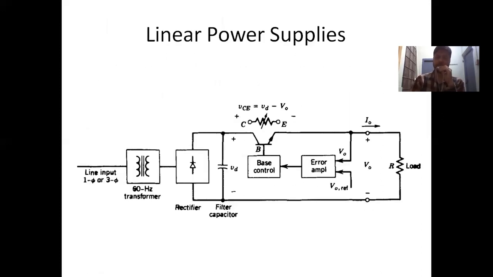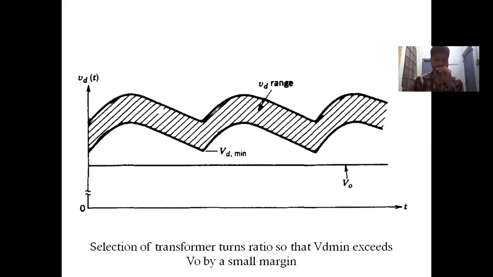you are using the transistor in the linear range as a variable resistor. So basically you are dropping the voltage across the resistor. If this voltage is much greater than V0, you are dropping a much higher voltage across the resistor so that your efficiency goes on decreasing. That is why it is essential that the minimum value of this VD should be slightly greater than V0 only, not much greater than V0. But of course, it has to be greater than V0.